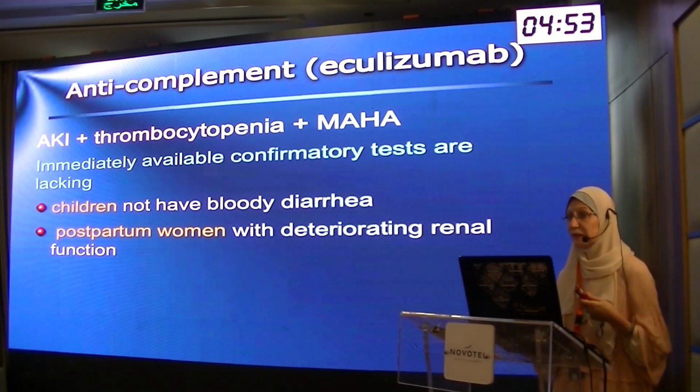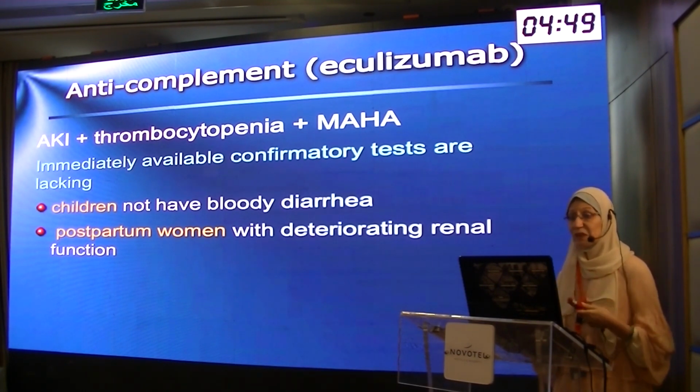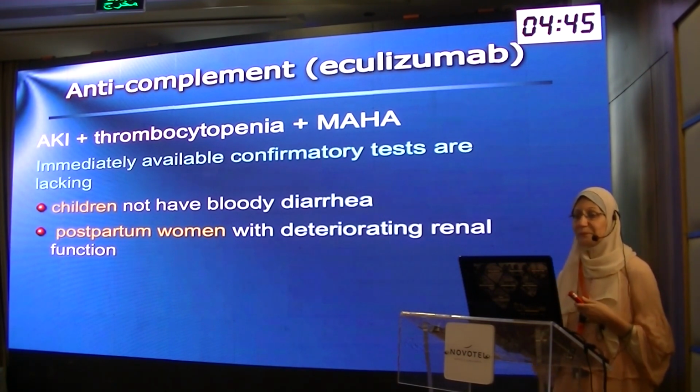It's usually resolved with delivery. If it continues and if it goes into progressive renal deterioration, then this is very much likely to be due to atypical HUS.